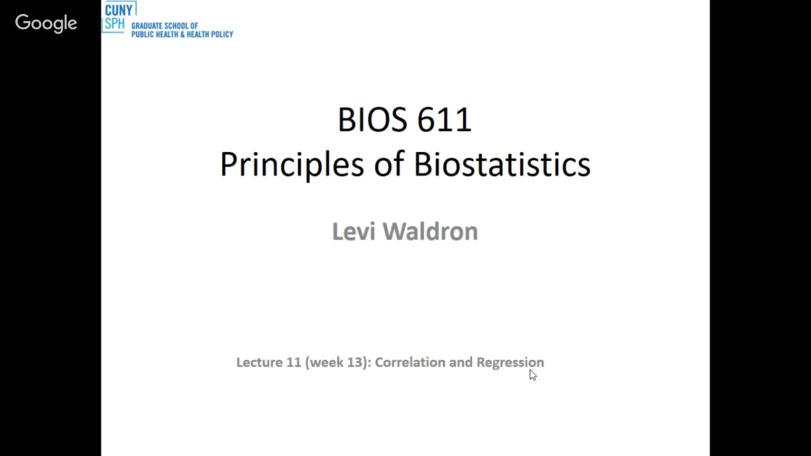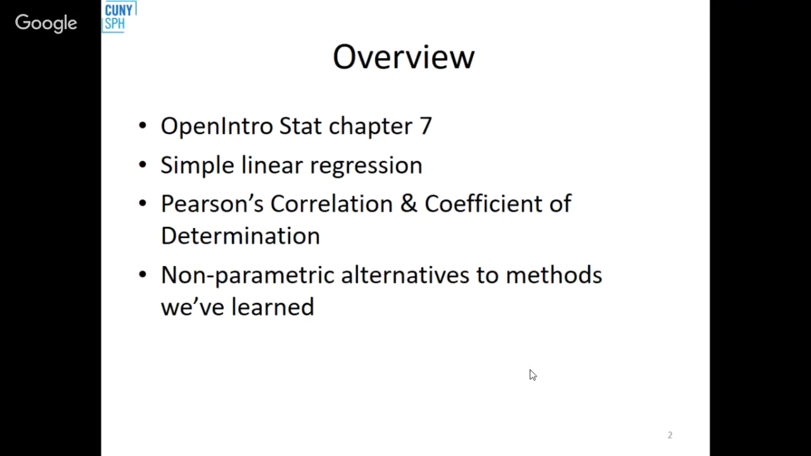Moving on today to analysis of continuous variables with correlation and regression. This is chapter 7. Sections: linear regression, Pearson's correlation, and coefficient of determination, parametric alternatives.